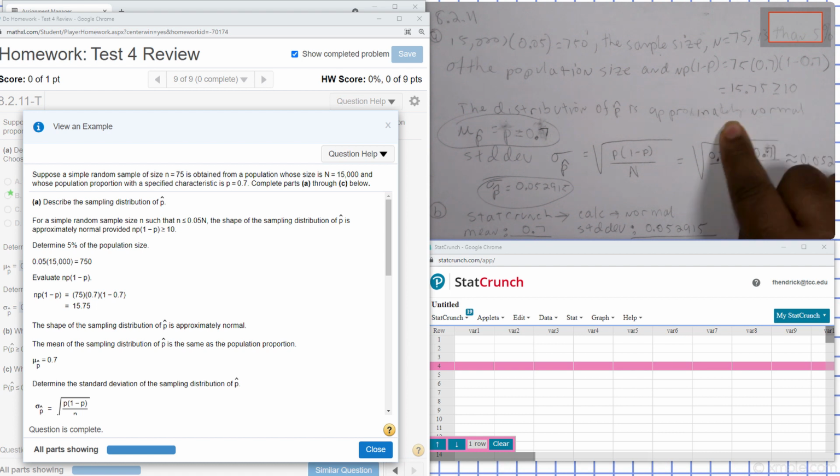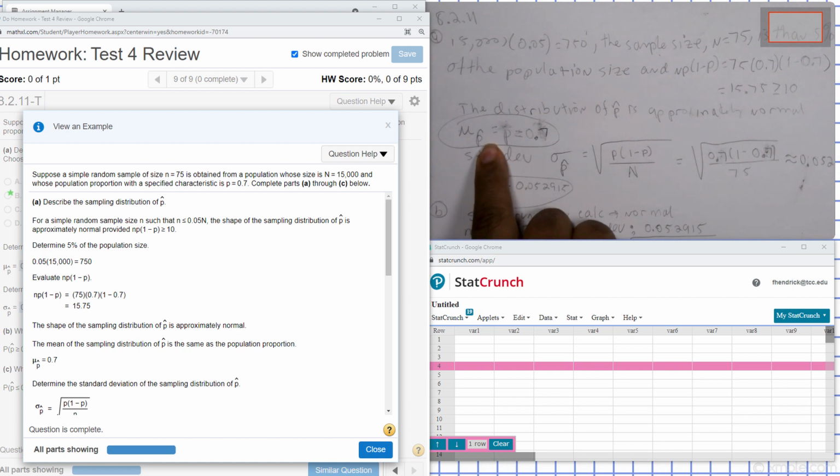The mean is the same as the population. The sample mean is the population mean. Determine the standard deviation of the sampling distribution of p hat.